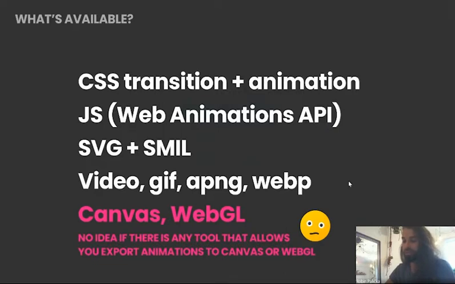Well, honestly, I have no idea if there is a tool which gives you an easy way to export those animations from After Effects and, for example, export them into Canvas, or any other tools which allow you to export from some visual editor, because as a motion designer, you need some visual tool which allows you to do it fast and simple. You don't want to be a programmer.